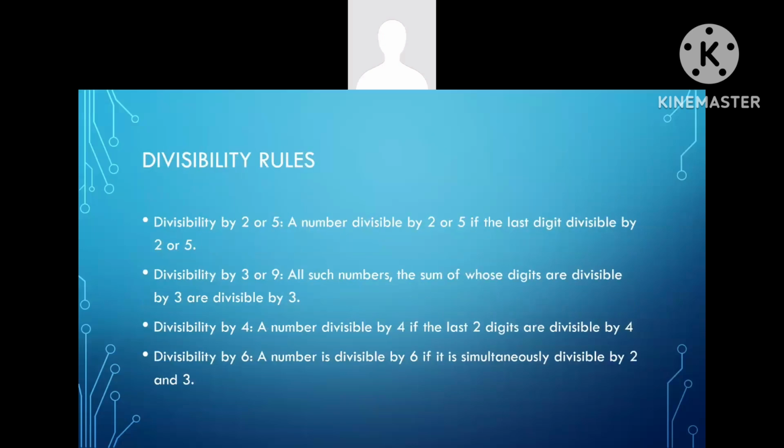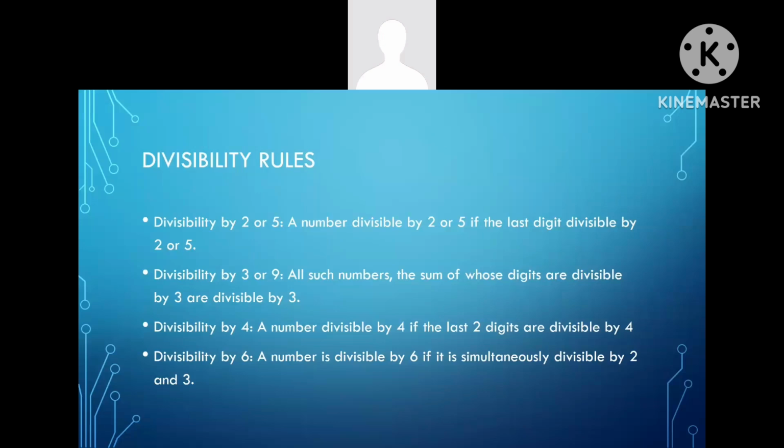Next come the divisibility rules. Divisibility by 2 or 5: a number is divisible by 2 or 5 if the last digit is divisible by 2 or 5. Divisibility by 3 or 9: all numbers, the sum of whose digits is divisible by 3, are divisible by 3. Divisibility by 4: a number is divisible by 4 if the last two digits are divisible by 4.